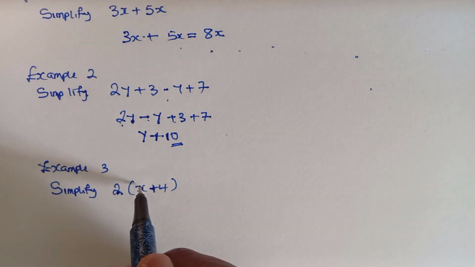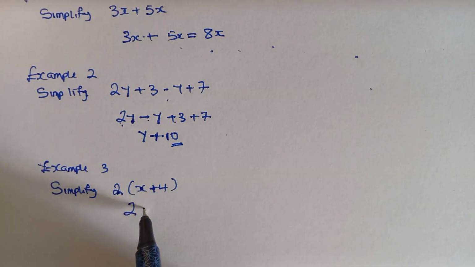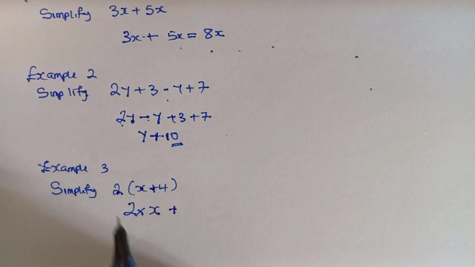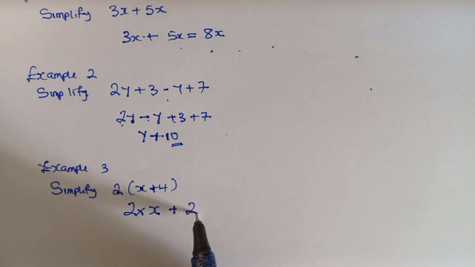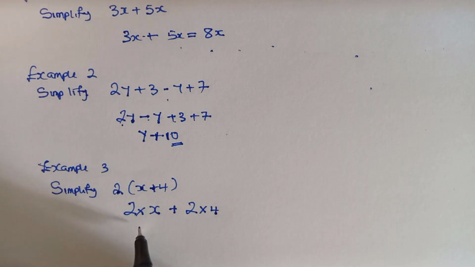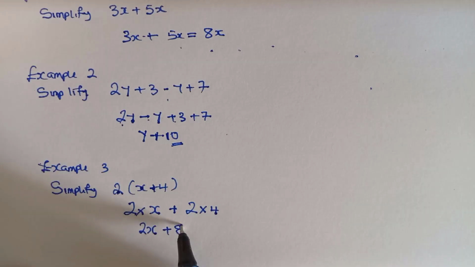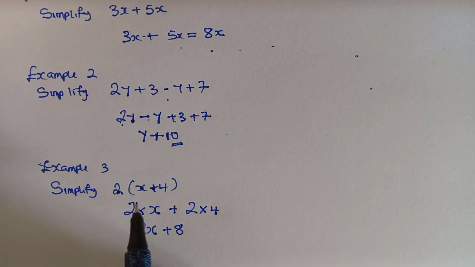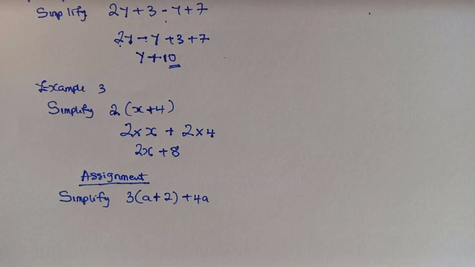So let's say 2 multiply x is going to be 2 times x, correct? You have plus here, you bring down the plus. 2 multiply 4 is 2 times what? 4. So 2 multiply x is 2x, and then 2 multiply 4 is 8. So the value of this expression after simplification is what? 2x plus 8.